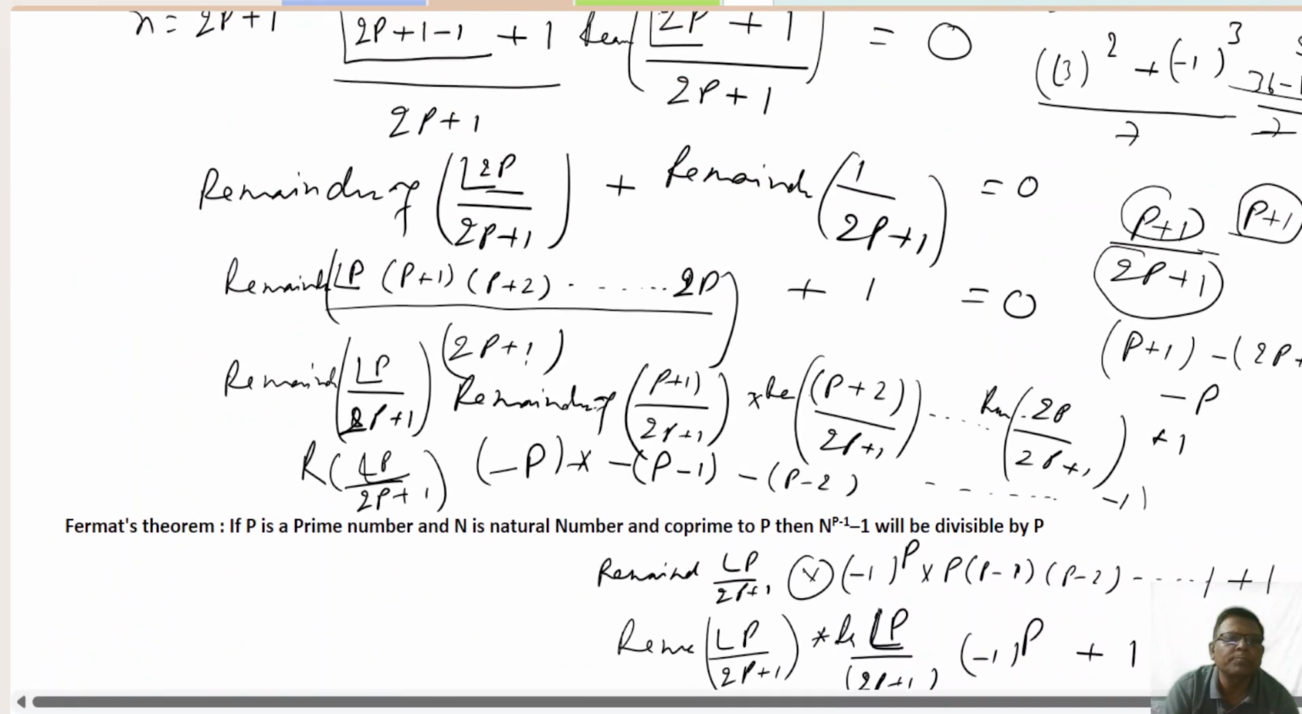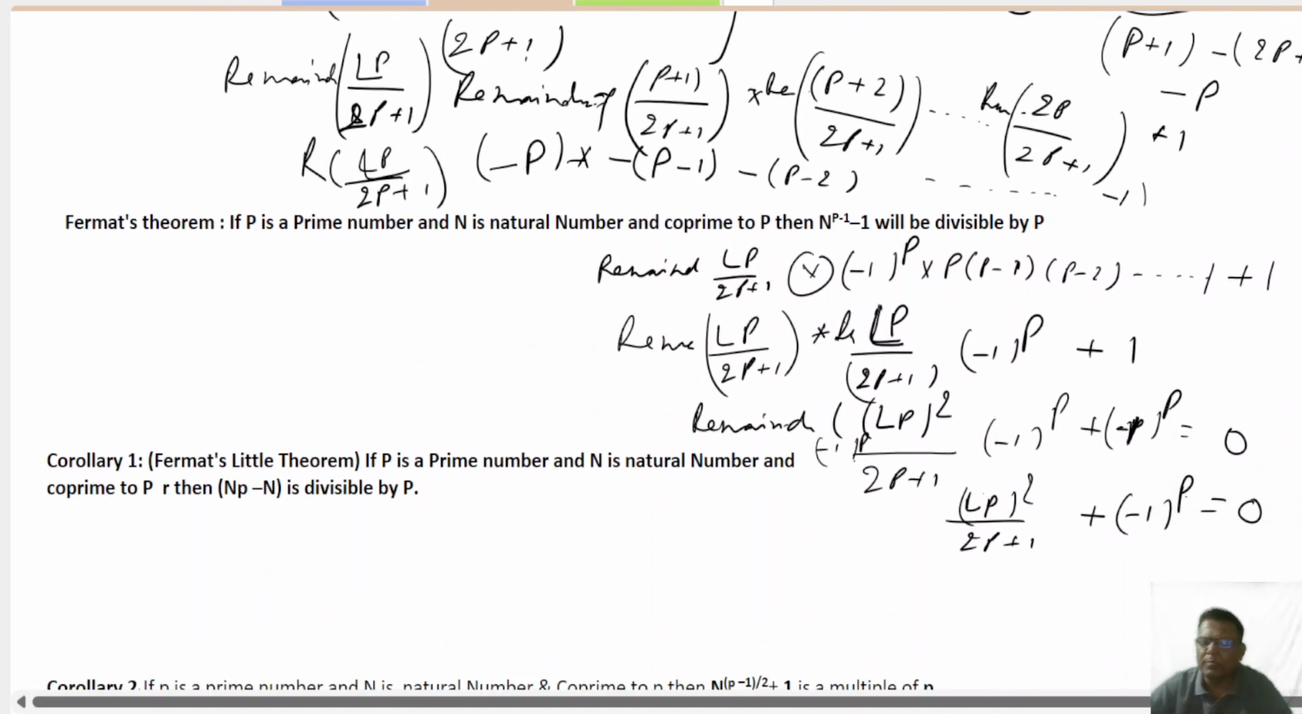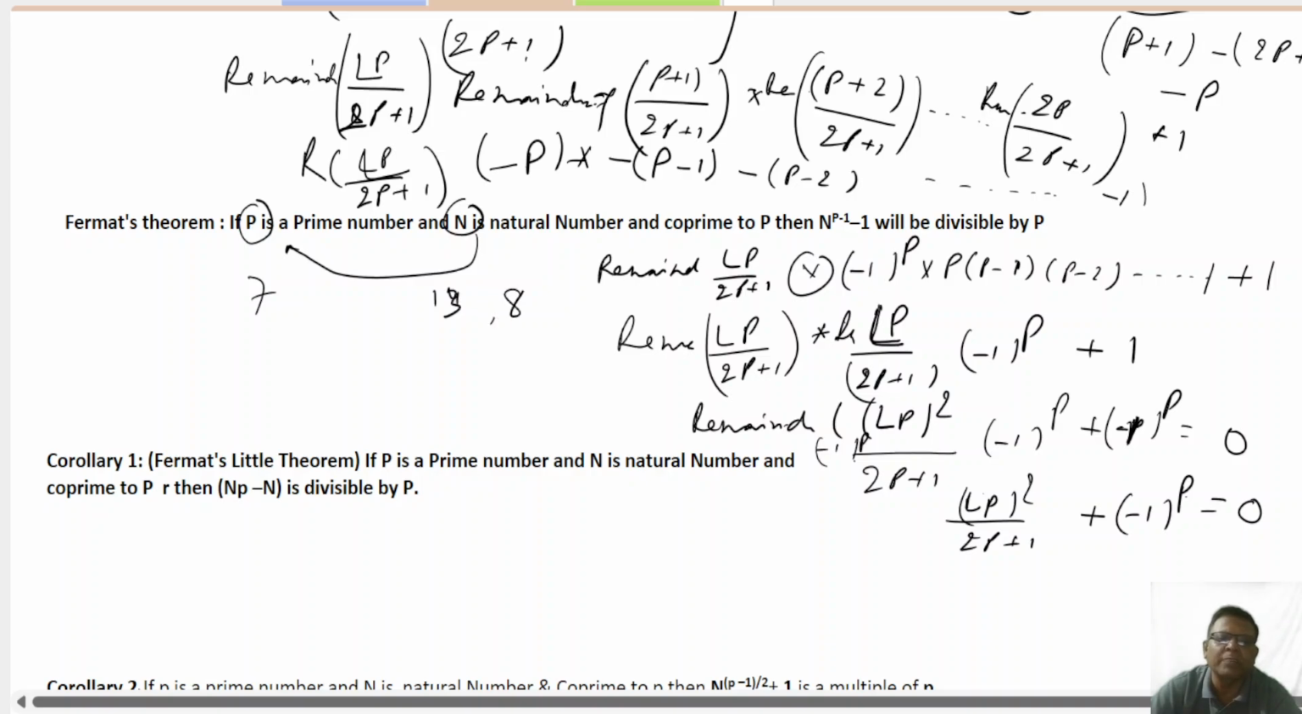Now we'll come to Fermat's theorem. Fermat's theorem is simple. If p is a prime number and n is a natural number, and n has to be co-prime to p. That means if it is 7, then it cannot be 14. It can be 13. It should be co-prime. Even 8 it can be. Then n to the power p minus 1 minus 1 will be divisible by p. That means the remainder of this will be 0.